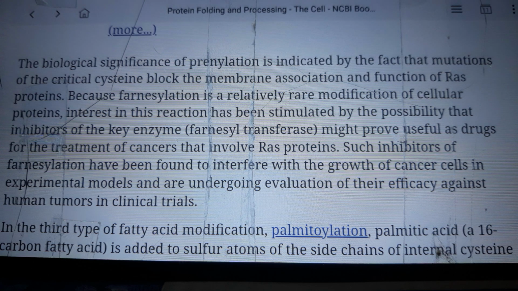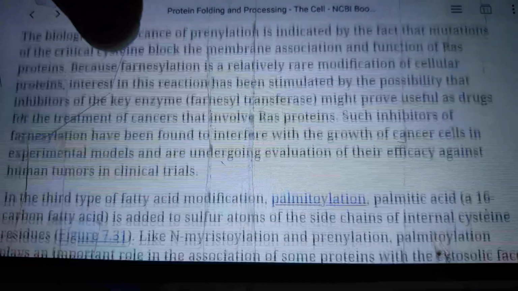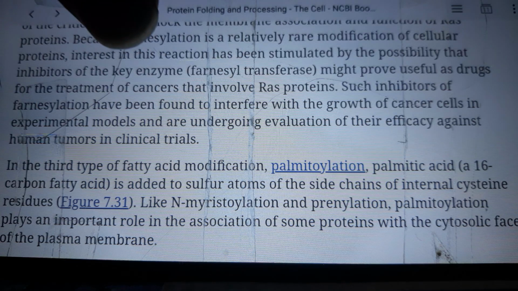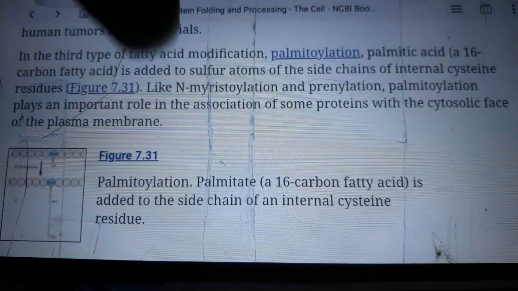relatively rare modification of cellular proteins, interest in this reaction has been stimulated by the possibility that inhibitors of the key enzyme farnesyltransferase might prove useful as drugs for the treatment of cancers that involve RAS proteins. Such inhibitors of farnesylation have been found to interfere with the growth of cancer cells in experimental models and are undergoing evaluation of their efficacy against human tumors in clinical trials.